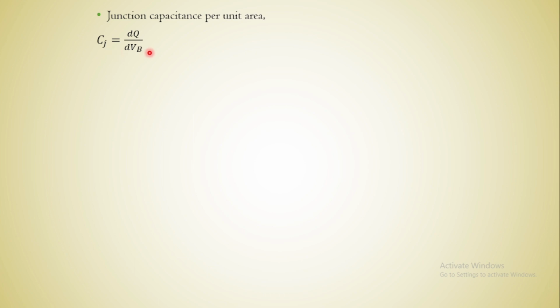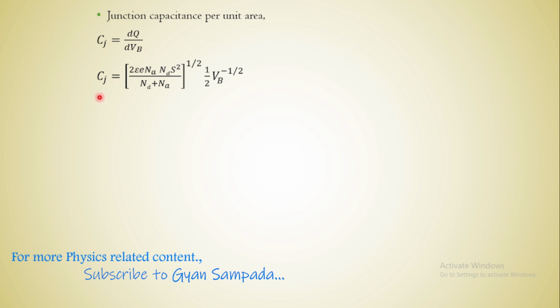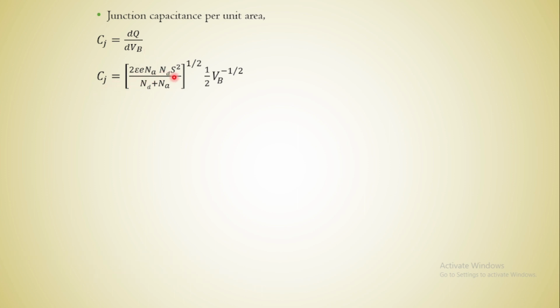Thus, differentiating equation number 3 with respect to Vb will give us Cj equals 2 epsilon e Na Nd S squared by Nd plus Na raised to 1 by 2 remains as it is, but Vb raised to 1 by 2 we need to differentiate, which will be 1 by 2 into Vb raised to 1 by 2 minus 1. That will be Vb raised to minus 1 by 2. So it is nothing but 1 divided by square root of Vb.